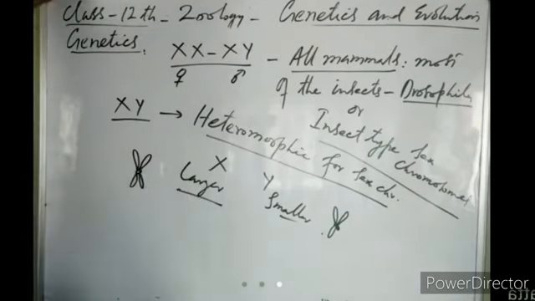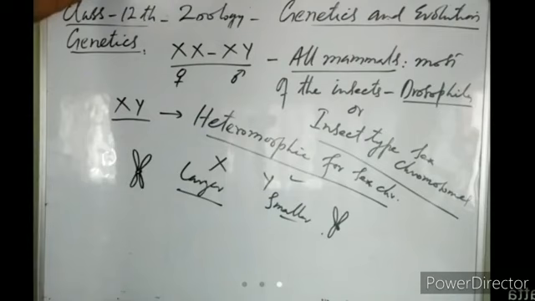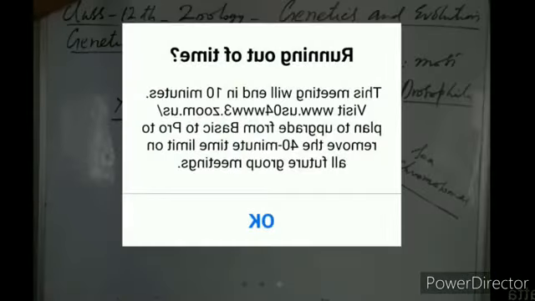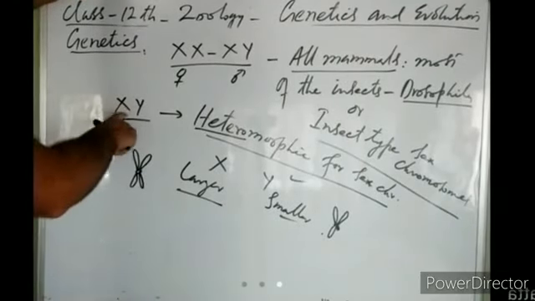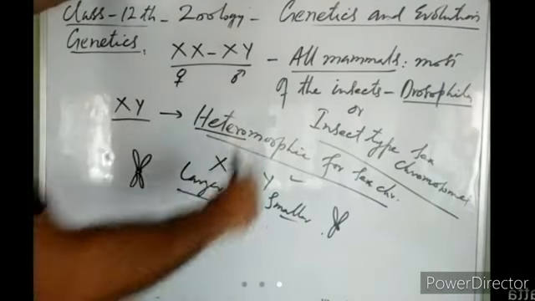So this X chromosome is larger in size. Y chromosome is smaller in size. So they are different in shape and size. Hetero means different. Morphology means shape and size. So both these chromosomes are different in shape and size. So we say male is heteromorphic for sex chromosomes.